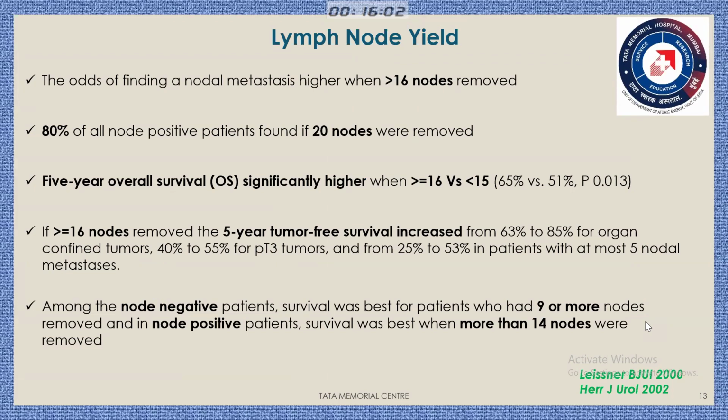Lesner et al. and Herr et al. have shown that a cutoff of 15 nodes predicts the prognosis. The odds of finding nodal mets are increased when at least 15 nodes are removed. 80% of all node positive patients are detected when at least 20 nodes are removed. It also improves the 5-year overall survival and the 5-year tumor-free survival, even in node negative and node positive patients.